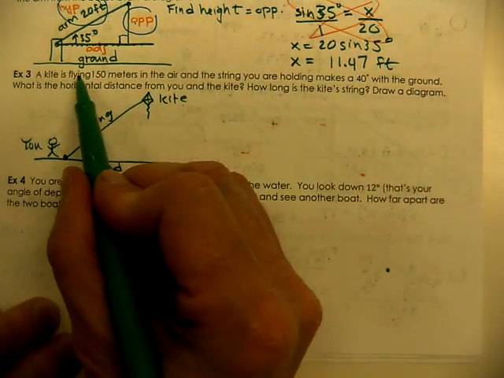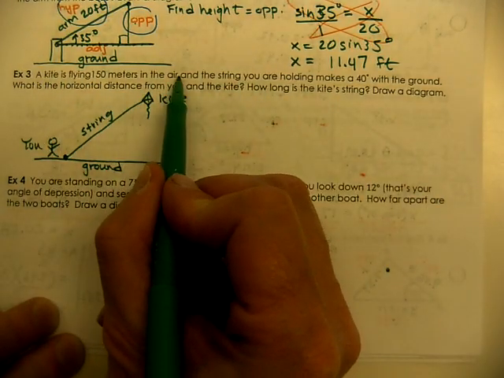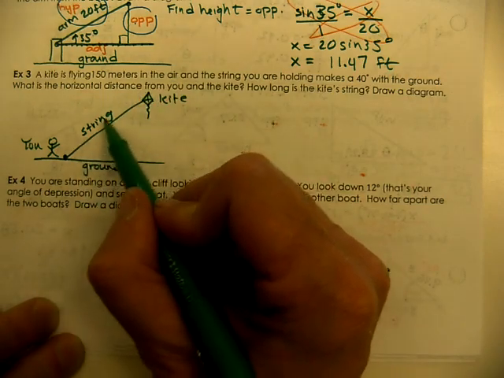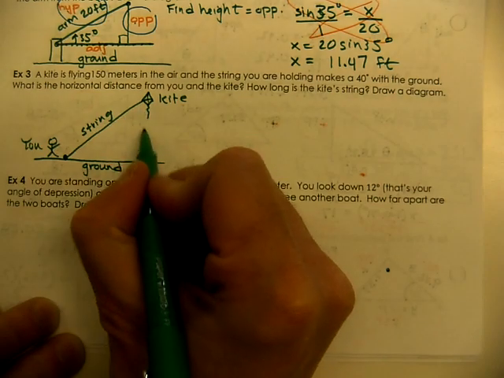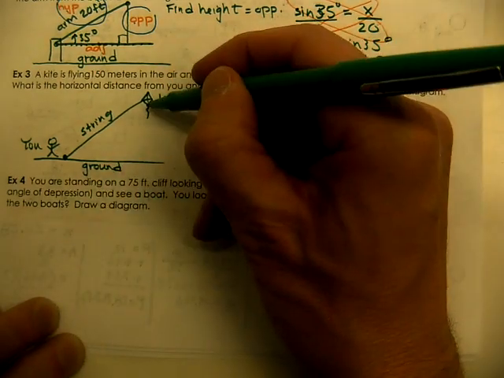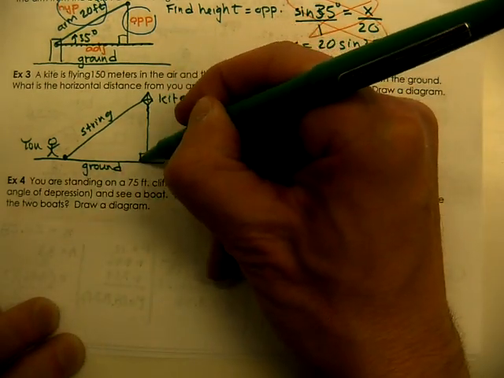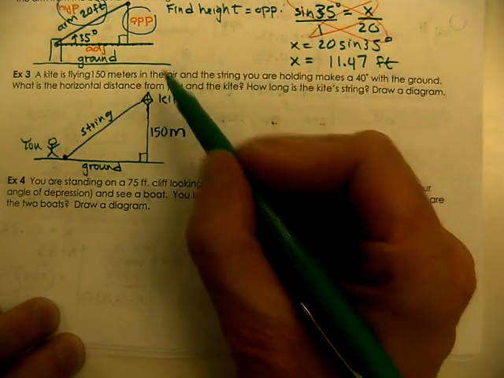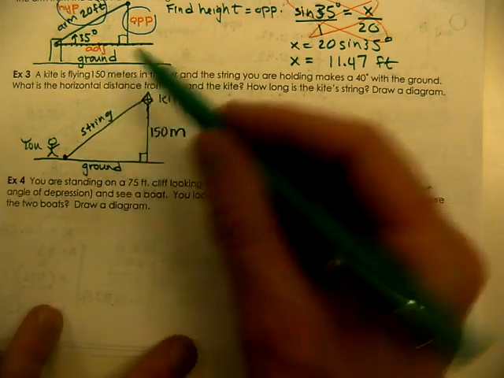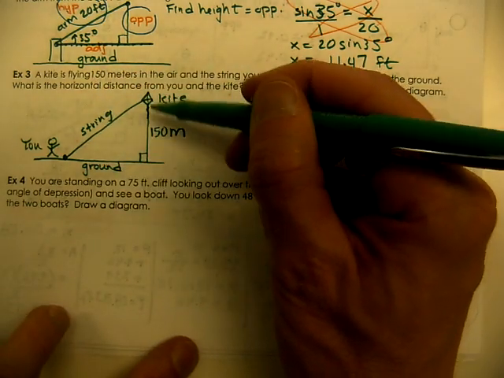It says it is flying 150 meters in the air. Right, so that's not the length of the string. 150 meters in the air means it is above the ground, at a height of 150 meters. All right, so we're in meters now, not feet. And the 150 is describing the height of that kite.